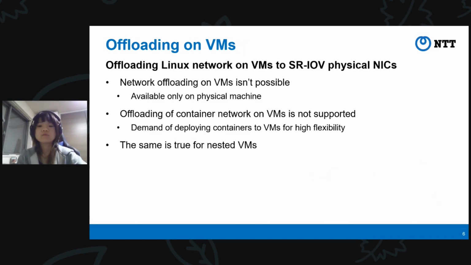Network offloading on VMs isn't possible, it's available only on physical machines. So, offloading of container network on VMs is not supported, although there is demand of deploying containers to VMs for high flexibility. The same is true for nested VMs.